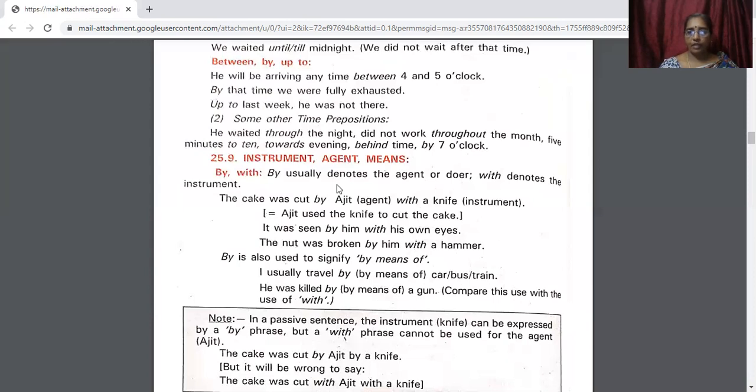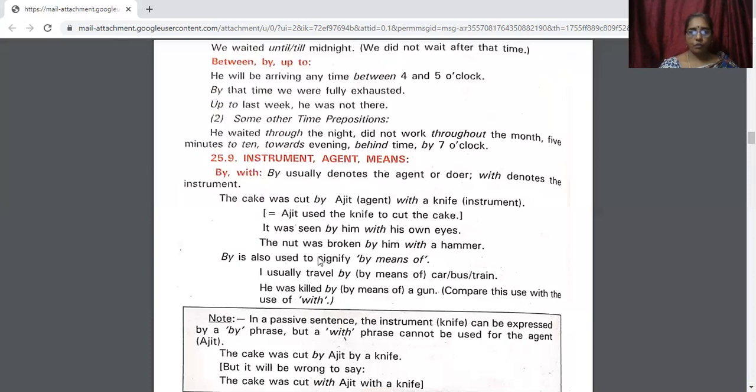Ajit used the knife to cut the cake here. It was seen by him with his own eyes. By him with his own eyes. So, by denotes the agent and with denotes the instrument there. Here, instrument doesn't mean that only knife is an instrument. Here, eyes act as instrument there. The nut was broken by him with a hammer. This is very clear in this sentence.